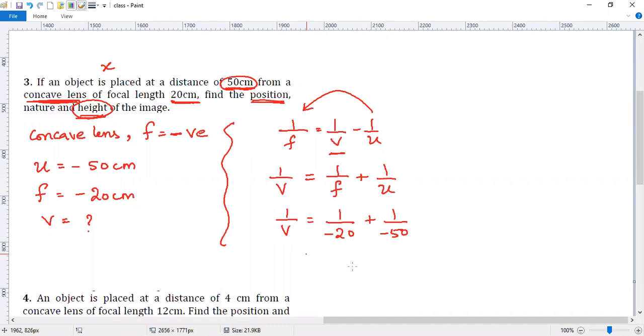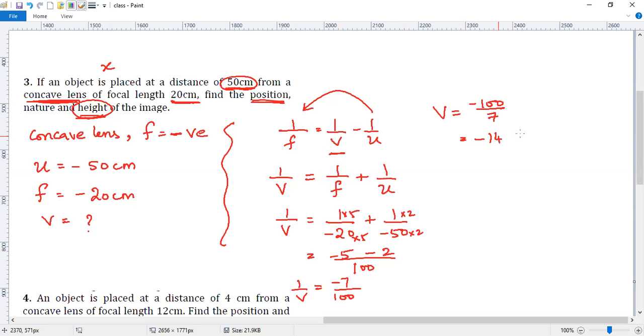So I can take an LCM. The LCM will be 100. So this into 5, take -5 on top, and this into 2, take -2 on top. So -5 -2 gives -7 by 100. That will be 1 by v. So v is -100 by 7, which is -14.28 centimeters. So the value of v, we have got it here.